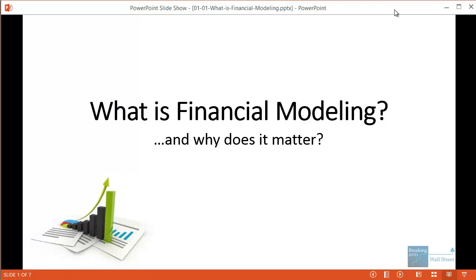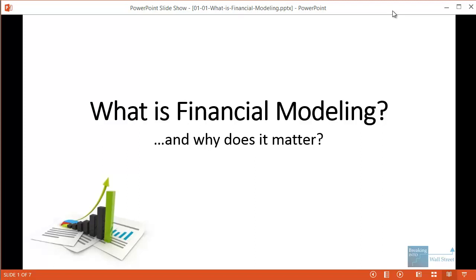So we're going to start off here with an overview of financial modeling, do a real world analogy so you understand what it means and how you use it, and then we'll go through a few of the finer points that a lot of people overlook and tend to gloss over when it comes to financial modeling.